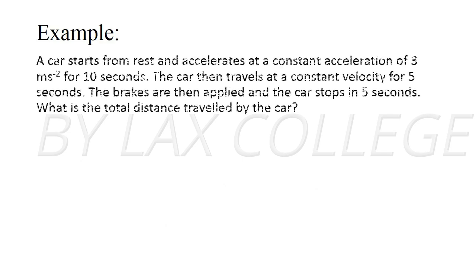Now let's move to a bit more advanced example. A car starts from rest and accelerates at a constant acceleration of 3 meters per second squared for 10 seconds. The car then travels at a constant velocity for 5 seconds. The brakes are then applied and the car stops in 5 seconds. What is the total distance traveled by the car? From the question, the first thing you need to analyze is that there are 3 stages of motion. The first one is at a constant acceleration for 10 seconds.